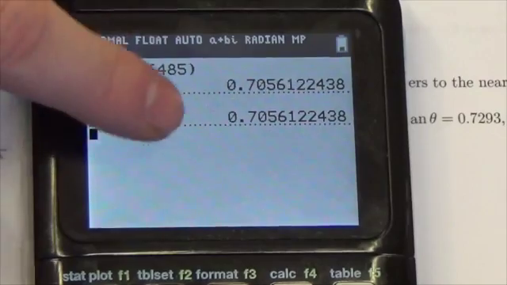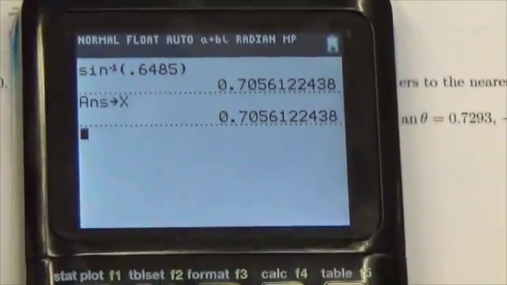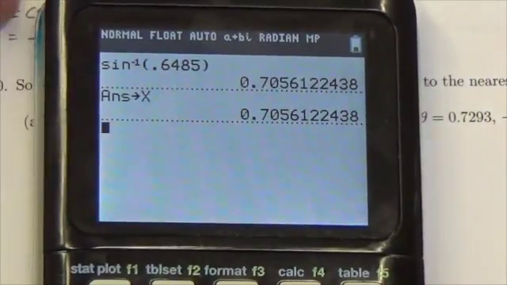Now, every time I use X, it's going to be this value. I want to do this because I want the full decimal. I don't want to make any mistakes. I shouldn't be doing any rounding until I write the final answer. So now, I'm going to clear this.